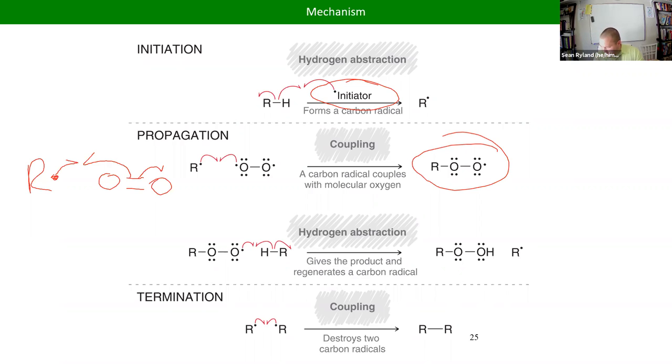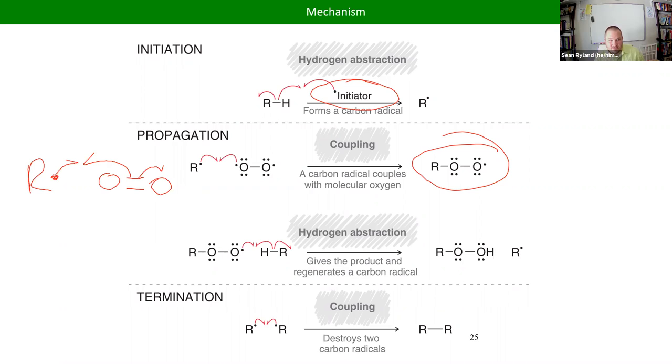And then once again, the termination step can be any number of things. The propagation steps are the ones that I'm looking for the most. Any termination step, you can draw any two radicals from the propagation or initiation that are bumping into each other. You have to draw all three of these classes, but what I'm looking for the most is, did you get the right initiation step? Because that's what starts the whole thing.